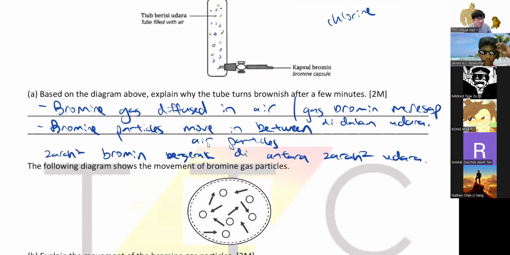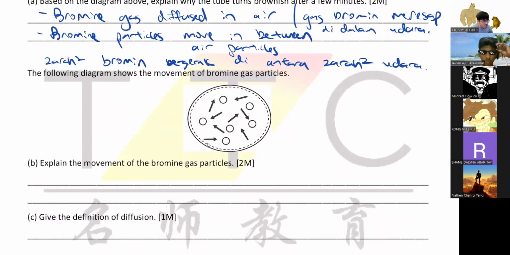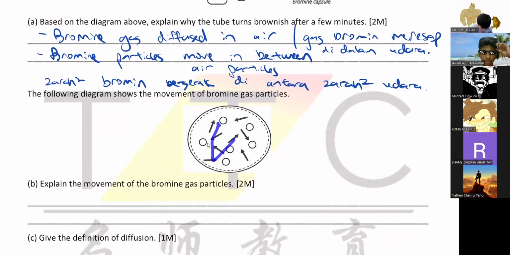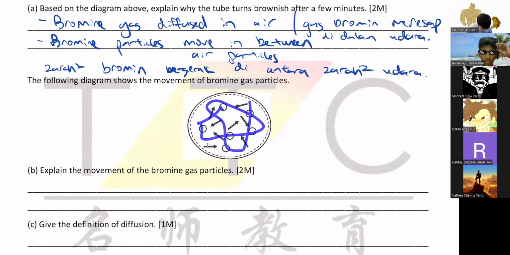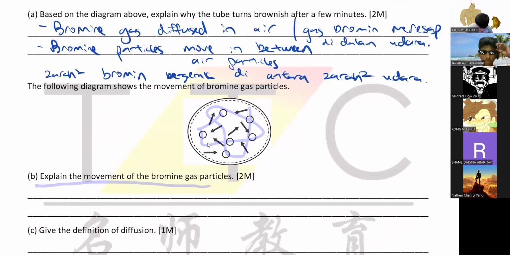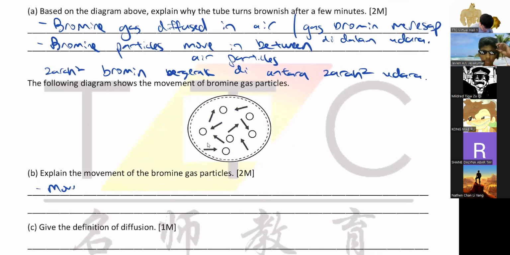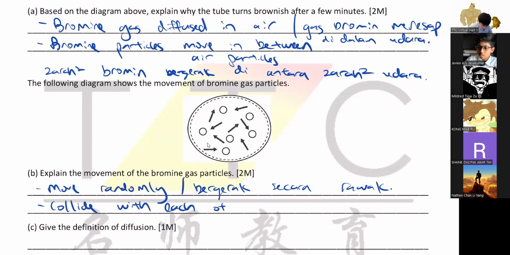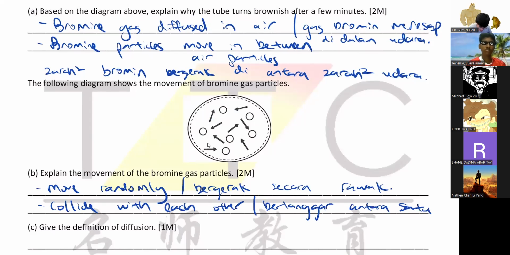Okay, anyway, guys, moving on. So this is your bromine gas particle. You won't be able to see it, but this is just how they illustrate that bromine gas particle. So explain the movement of bromine gas particle. You can say that they move randomly. This is gas, guys. They move randomly. Bergerak secara rawak. Rawak means random. They will collide with each other. That means they will langgar each other. Berlanggar antara satu sama lain.